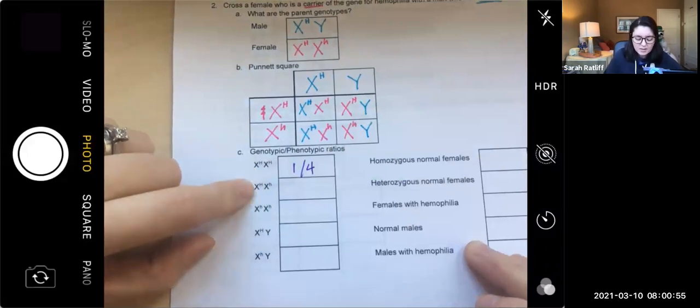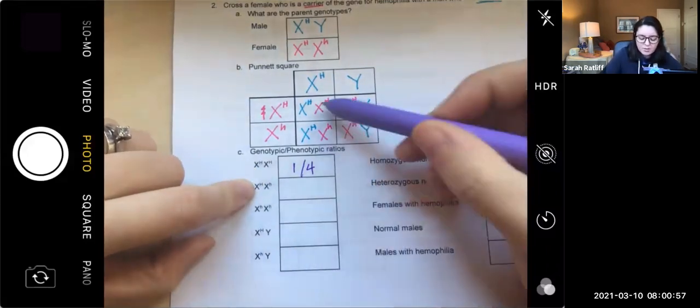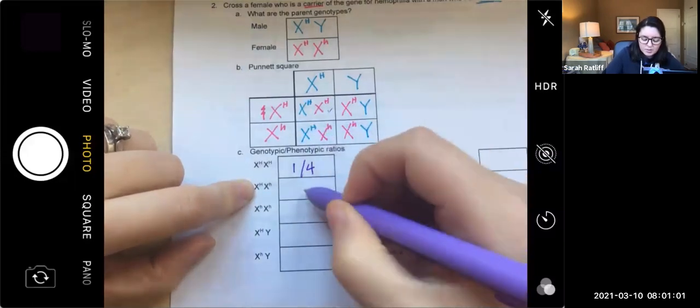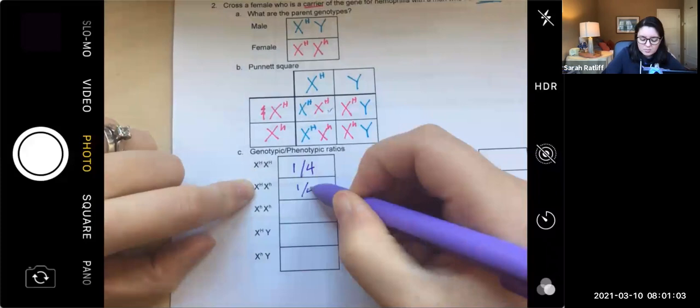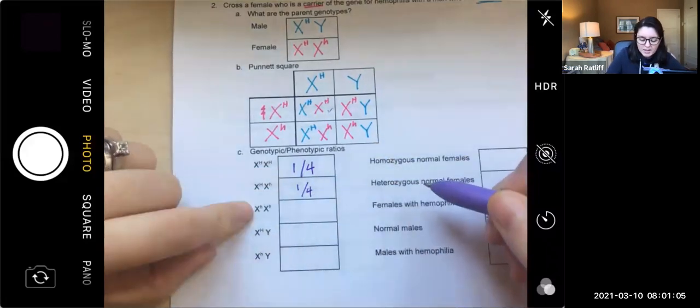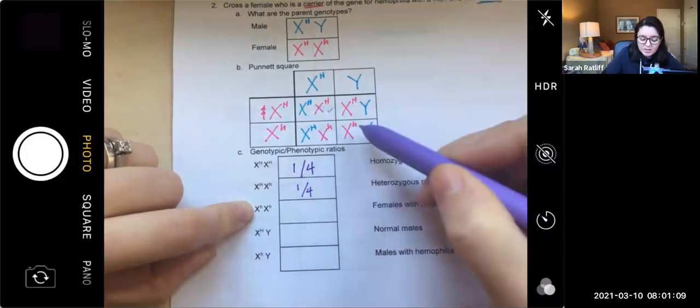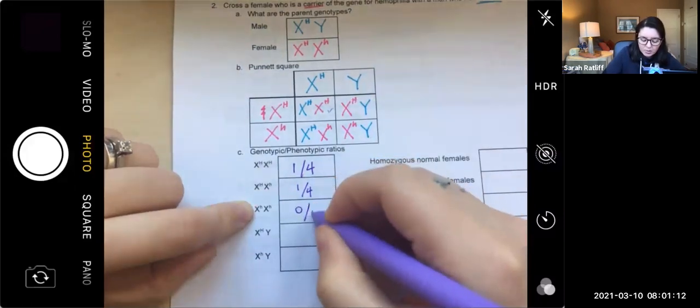Next up is this heterozygote, XX. Here are two XX's. We did this one. Now we need to put in this one out of 4 of those. Next up, we have our heterozygous recessive. We don't have any of those here. Great, 0 out of 4 there.